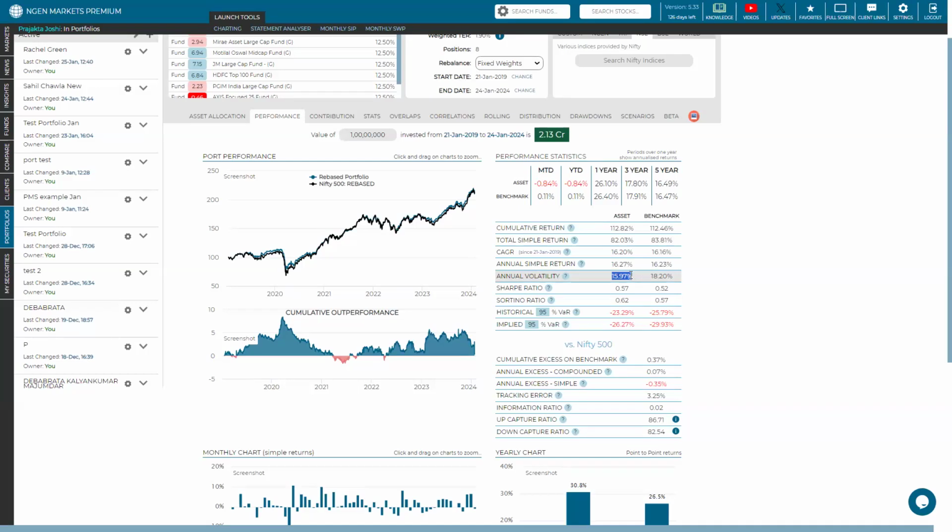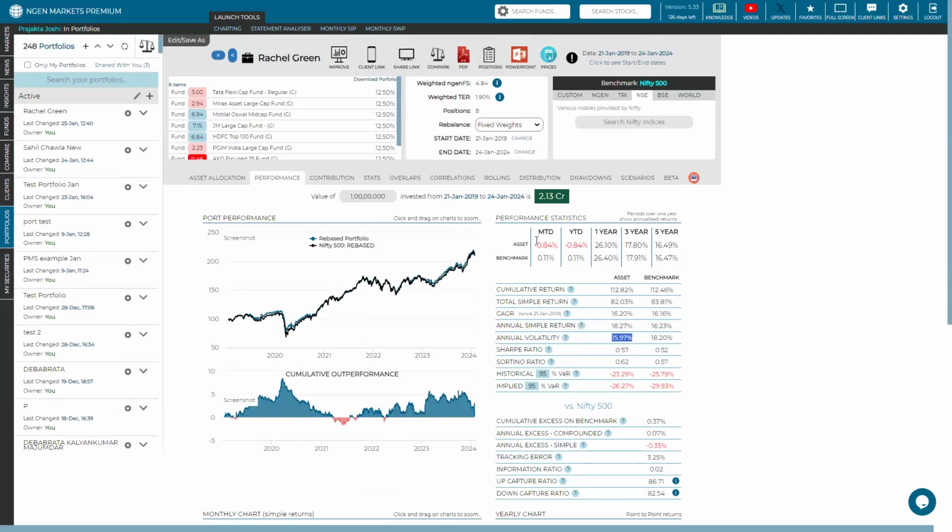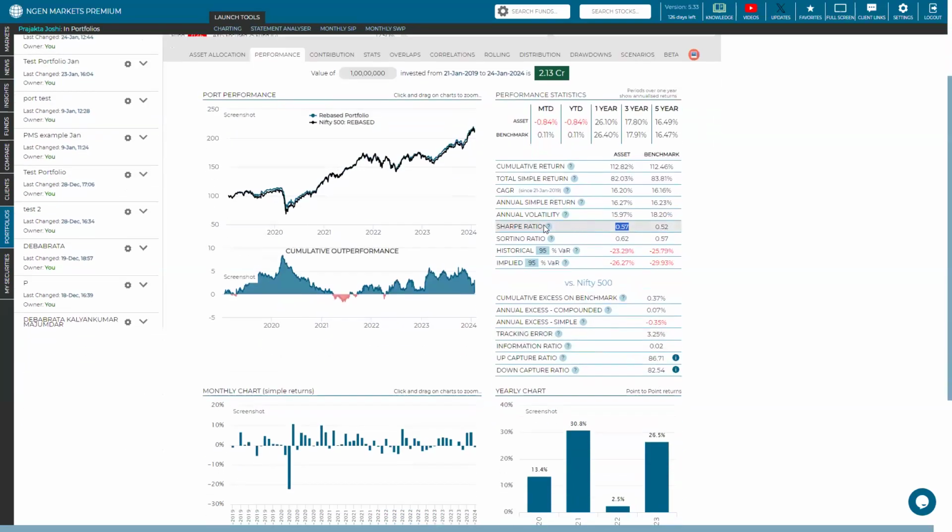Therefore, because the return per unit of risk was higher for my portfolio, it is but obvious that my Sharpe ratio, the portfolio Sharpe ratio, will be better than that of the benchmark. And that is exactly what you can see in these Sharpe ratio numbers. So Sharpe ratio is typically risk-adjusted returns. So you see the portfolio Sharpe ratio is 0.57, close to 0.60, and my benchmark Sharpe ratio is about 0.50, right? So you can see a clear difference because the volatility of the portfolio and the benchmark is different, though the return is the same.